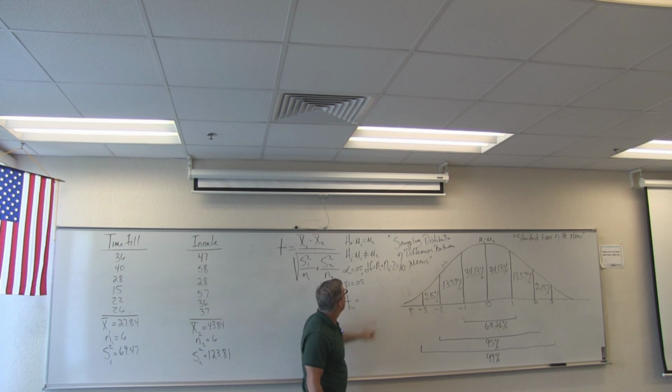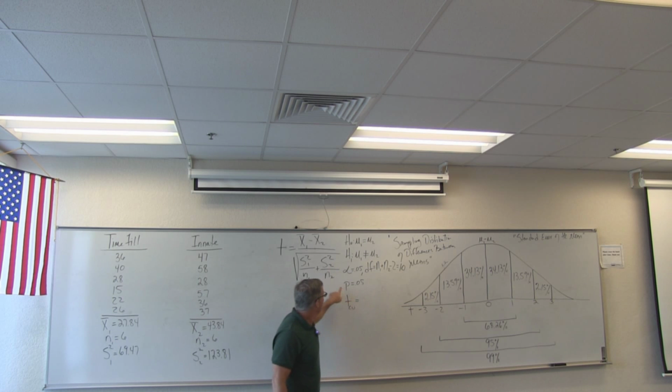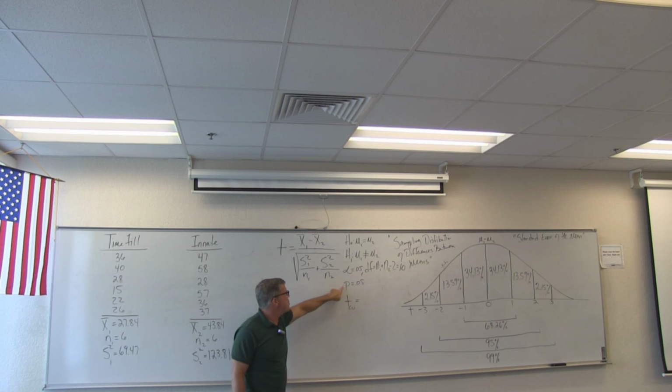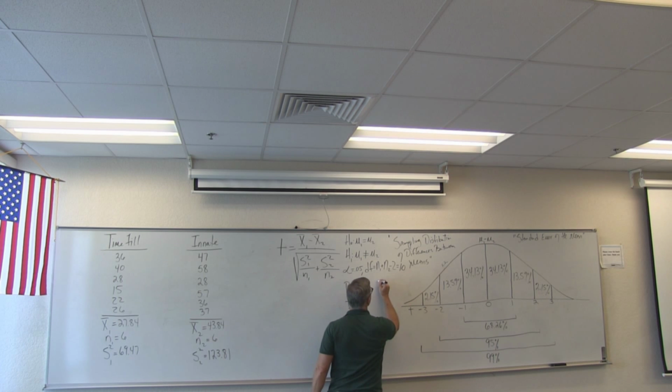Degrees of freedom is 6 plus 6 is 12, minus 2 is 10. And we know that before we run any statistical test, p equals alpha. So we have 10 degrees of freedom, 0.05 alpha. We have to divide alpha by 2 to get the area in the one tail.